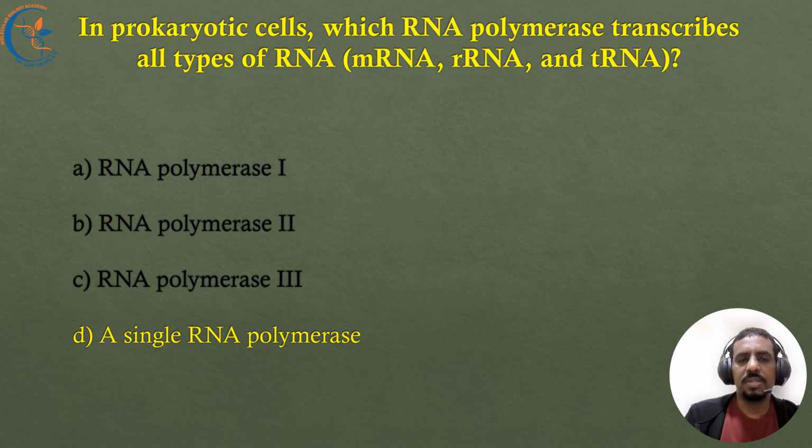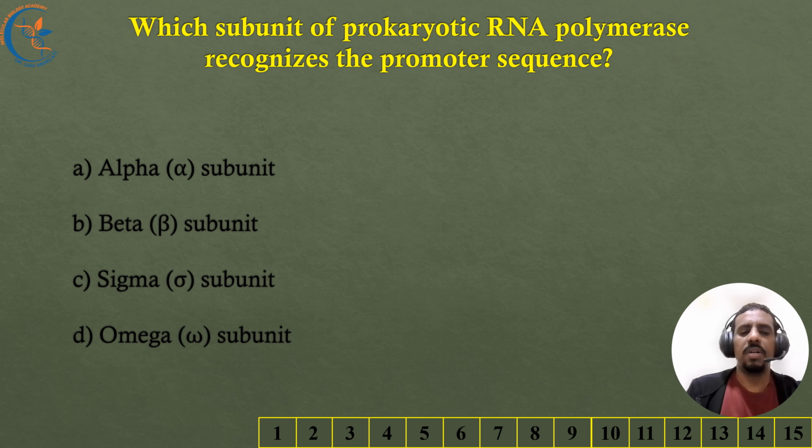Actually, prokaryotes use a single RNA polymerase enzyme to transcribe all types of RNA, unlike the eukaryotes, which have 3 different RNA polymerases for different RNA types. So the correct answer here is a single RNA polymerase. All right, let's move on. All right, the next question here. Which subunit of prokaryotic RNA polymerase recognizes the promoter sequence?